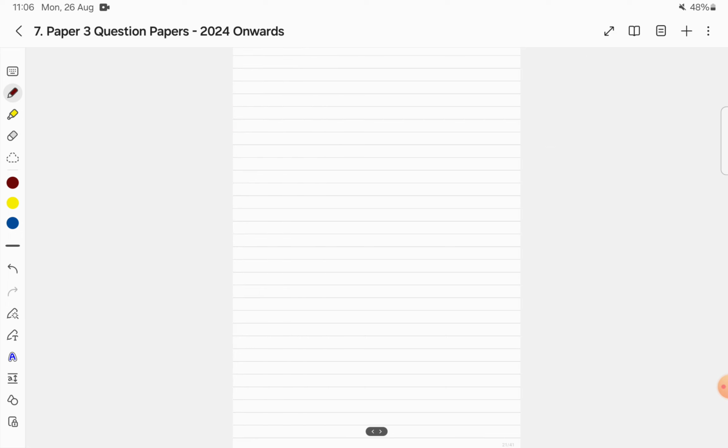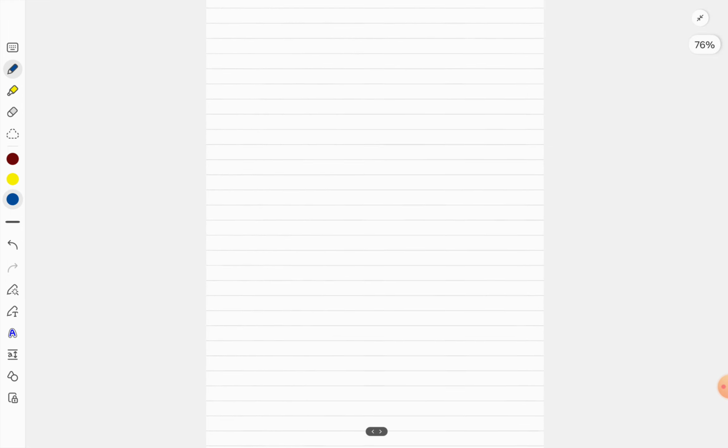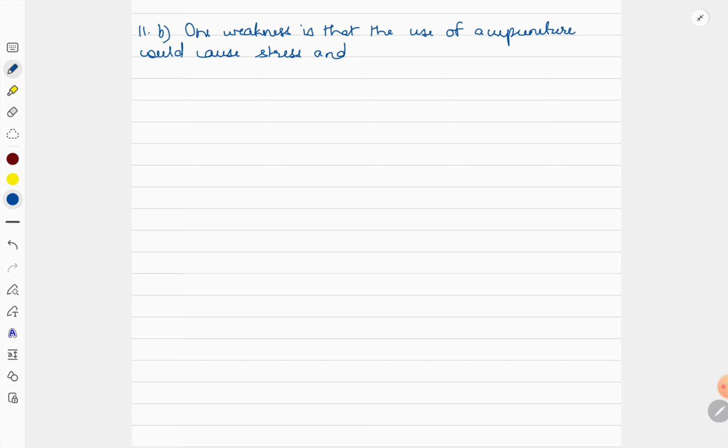This is 11B. Okay, so first I'll name the weakness. One weakness is that the use of acupuncture could cause stress and anxiety to Becky, worsening her pain instead of relieving it.